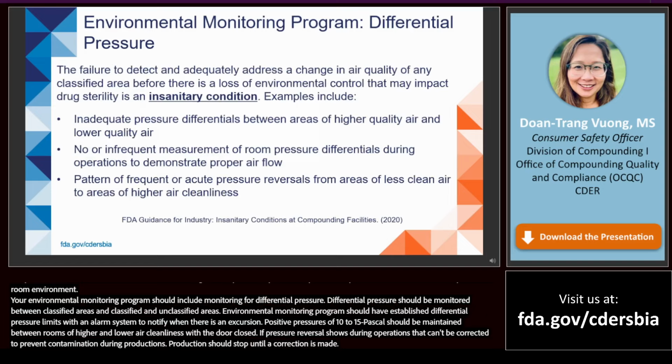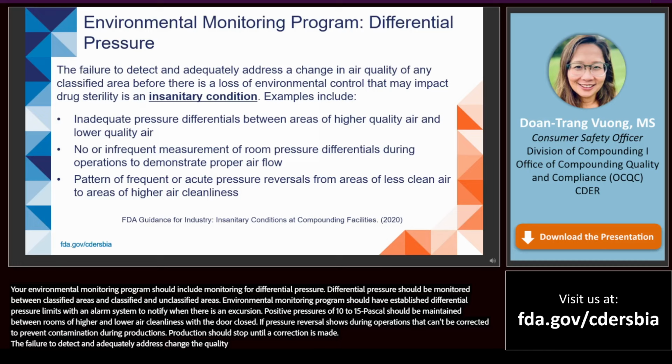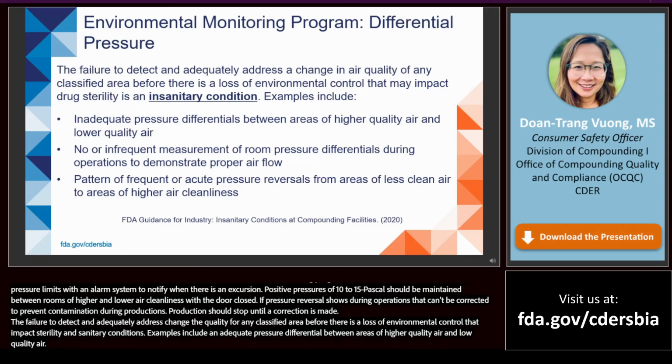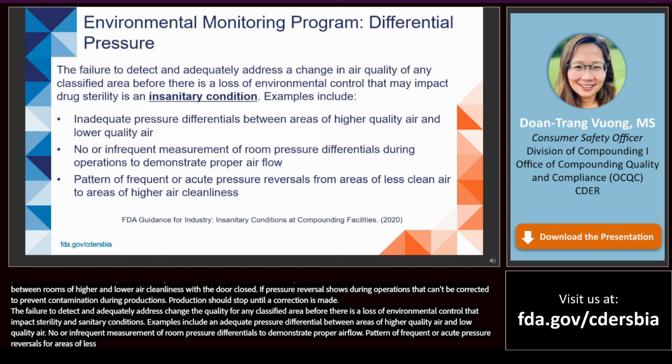The failure to detect and adequately address the change in air quality of any classified area before there is a loss of environmental control that may impact drug sterility is an insanitary condition. Examples include inadequate pressure differential between areas of higher quality air and lower quality air. No or infrequent measurements of room pressure differentials during operations to demonstrate proper airflow. Pattern of frequent or acute pressure reversals from areas of less clean air to areas of higher air cleanliness.